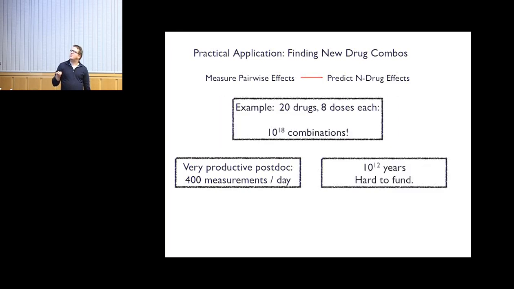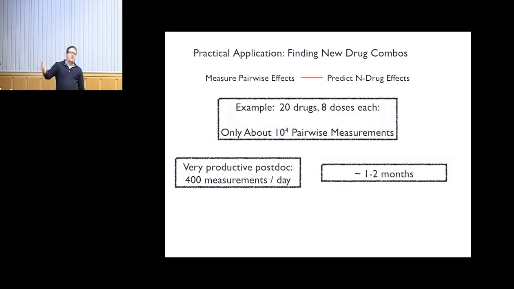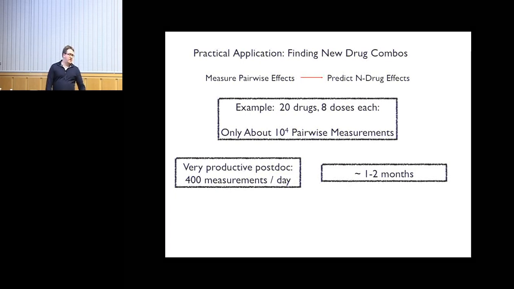To give you an idea, 10 to the 18th is about the number of atoms on Earth or something. 10 to the 12 is on the order of the number of cells in your whole body. This is too many years for a grant. Now, if you do this with pairwise approximations, you need about 10,000 measurements. You can do it in about 1 to 2 months, right? At least in principle, if you're getting 400 measurements a day. This is a pretty big simplification, right? So pairwise scaling goes quadratically with the number of drugs, not exponentially. It's a really big savings.